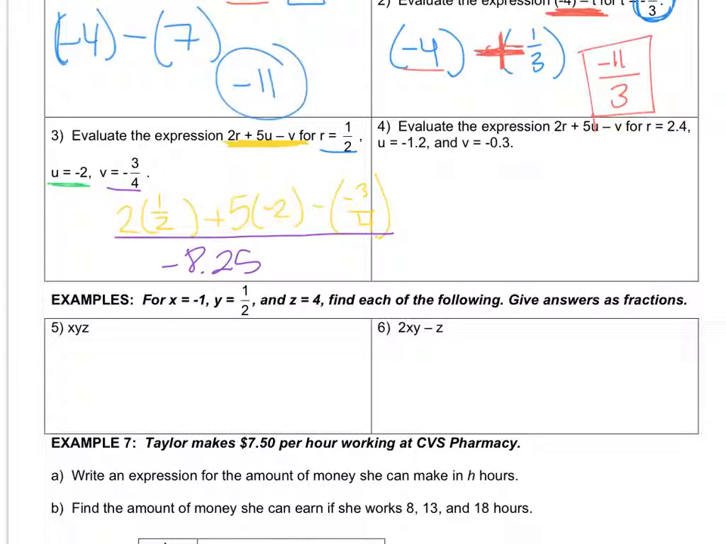We're going to do 4 the same way. So we have our same expression. It's just going to give us different values for our letters. So we have 2 parentheses. What is my r value? R value is 2.4. Plus 5 parentheses. My u value is -1.2. And minus my v value is a -0.3.